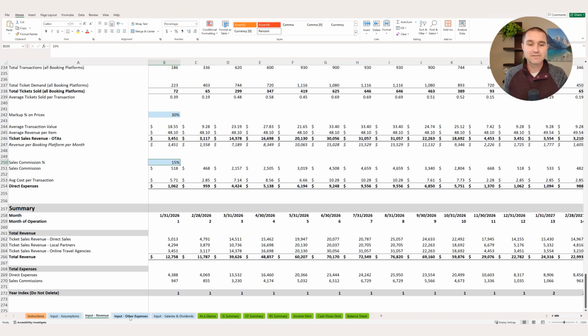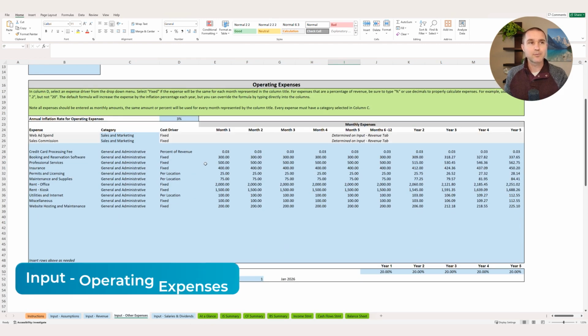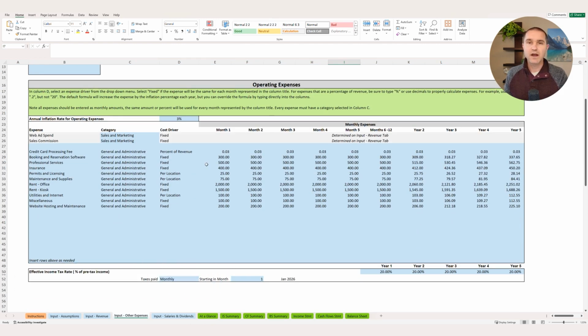I know there's a lot there. Again, feel free to reach out if you'd like customization or help filling that out. Here is your operating expenses. So we're going to have a few different options here.